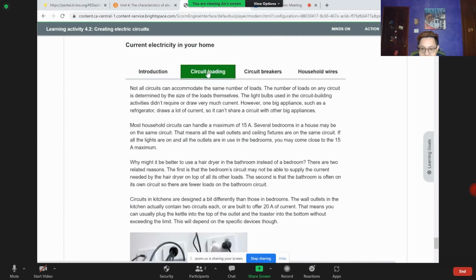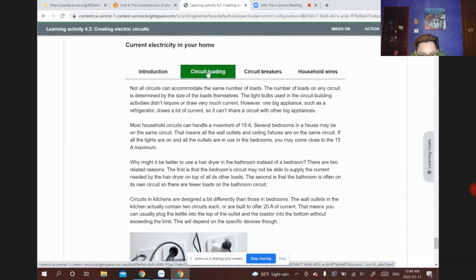Circuit loading. Not all circuits can accommodate the same number of loads. The number of loads on any circuit is determined by the size of the loads themselves. The light bulbs used in the circuit building activity didn't require or draw very much current. However, one big appliance, such as a refrigerator, draws a lot of current, so it can't share a circuit with other big appliances.